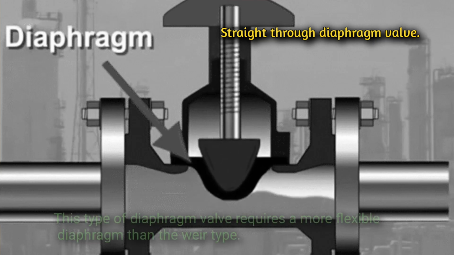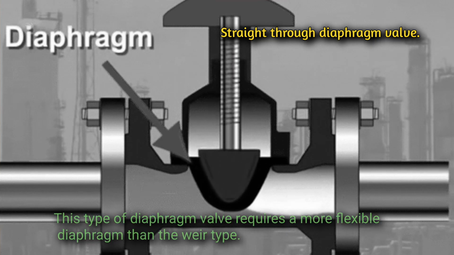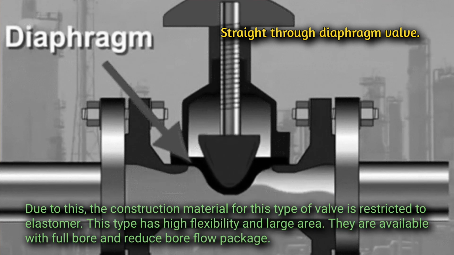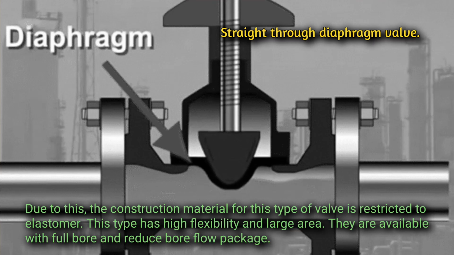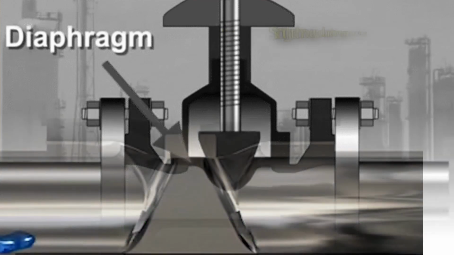Straight-through diaphragm valve. This type of diaphragm valve requires a more flexible diaphragm than the weir type. Due to this, the construction material for this type of valve is restricted to elastomers. This type has high flexibility and a large area. They are available with full bore and reduced bore flow passage.